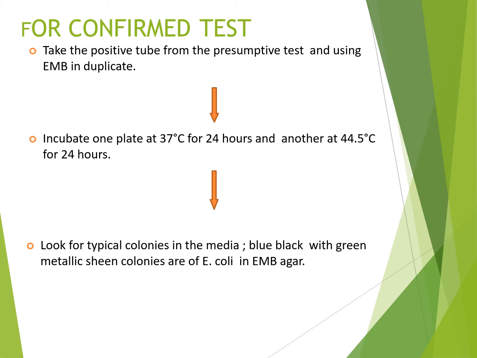For confirmed test, take the positive tubes from the presumptive test and streak them on EMB in duplicate. Then incubate one plate at 37 degrees centigrade for 24 hours and another plate at 44.5 degrees centigrade for 24 hours. Look for typical colonies in the media. Blue-black colonies with green metallic sheen are Escherichia coli in EMB agar media.